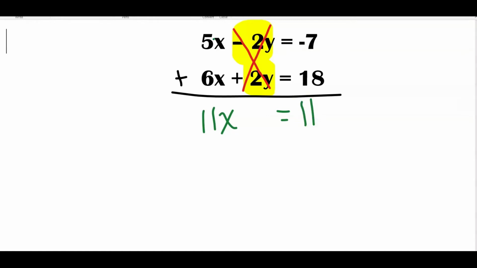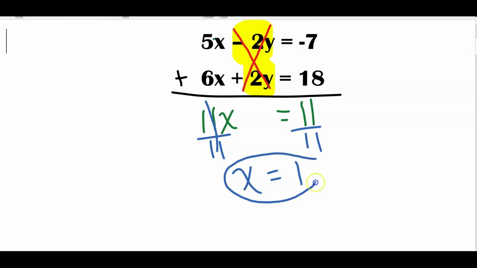Now you'll notice we don't have a y anymore. They've canceled out. We've just got a one-step equation to solve for x. 11 times x equals 11. Well, if I solve for x, just divide by 11 on both sides. So my x is going to equal positive 1. So we now know what the x value is in this equation.